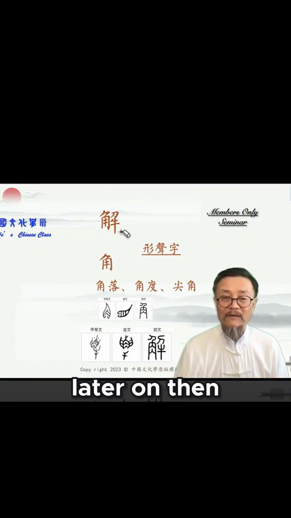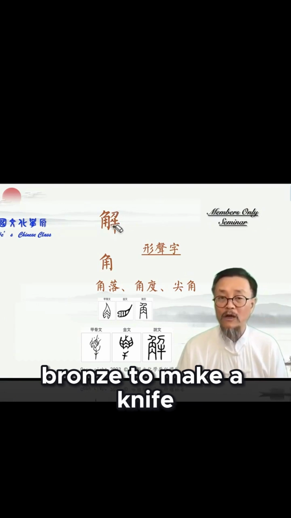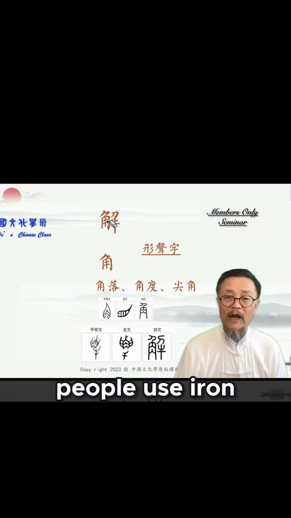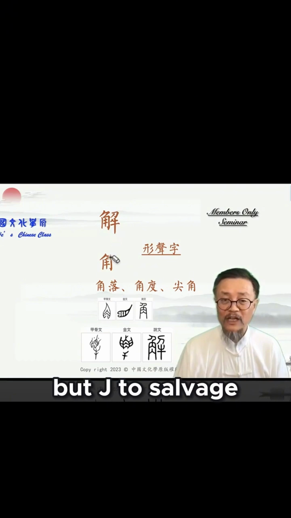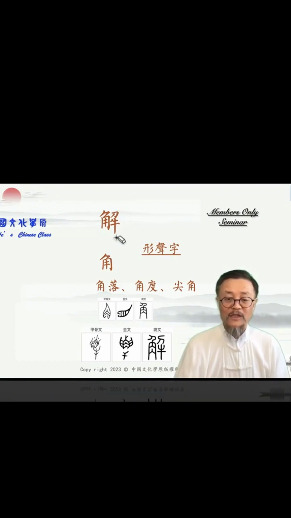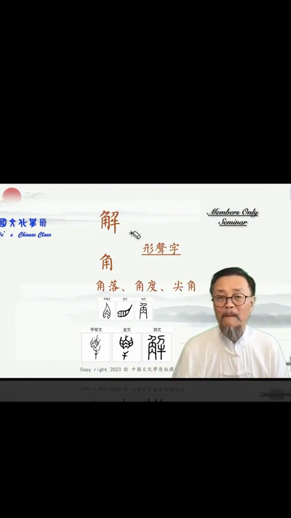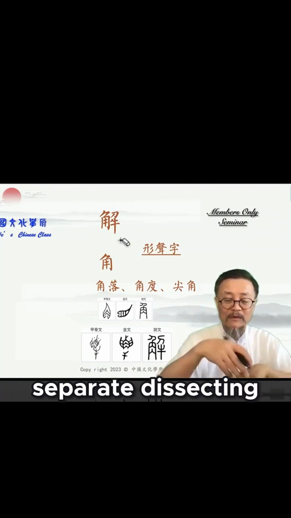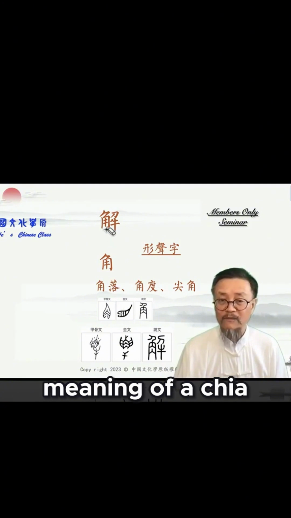And later on, people used stone to make a knife. Later on, people used bronze to make a knife. And later on, people used iron. Now they're using steel to make a knife. But 解 itself is you use a knife to cut the pieces, to dissect a cattle. Separate, dissect it. That's the basic meaning of 解.